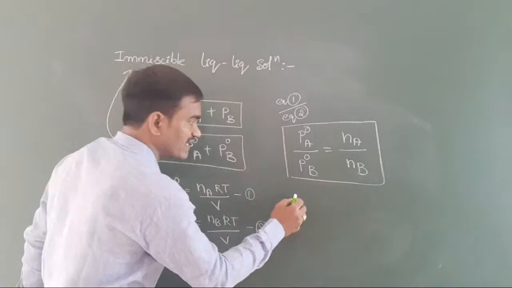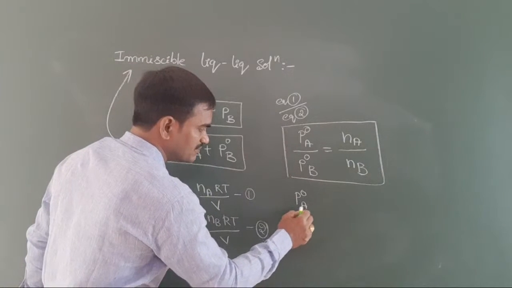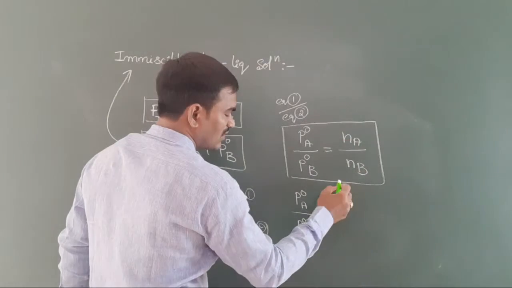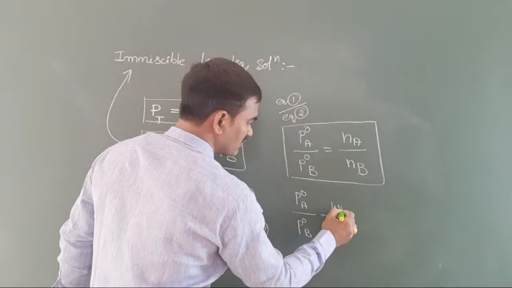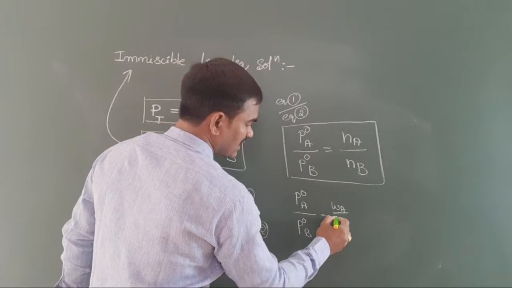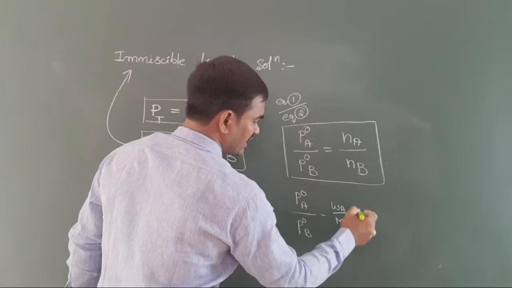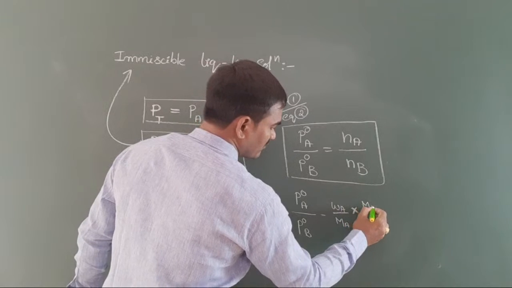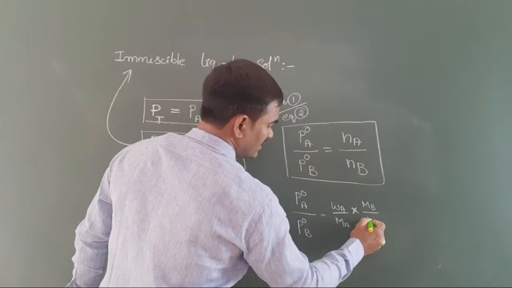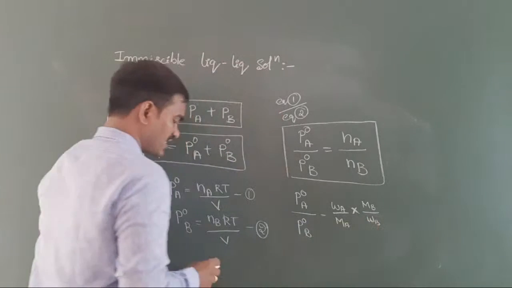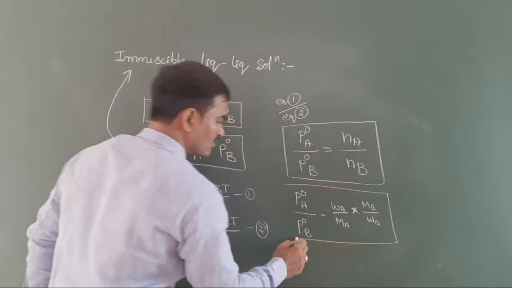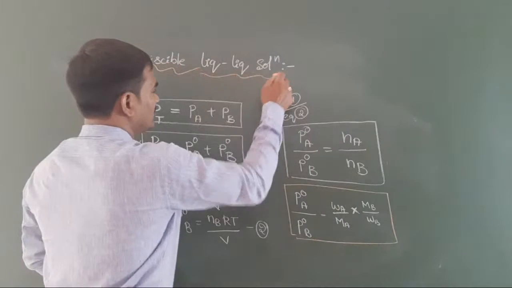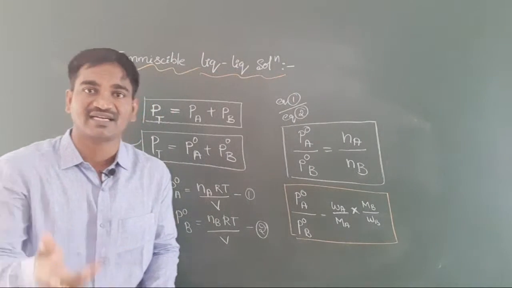So one more expression we can take like this: P naught A by P naught B is equal to, you can write, no, what is that? Weight of A by gram molecular weight of A into gram molecular weight of B by weight of B. You can take it like this. Okay, so these all are expressions in different cases. This is very useful from the JEE Mains and Advanced point of view.